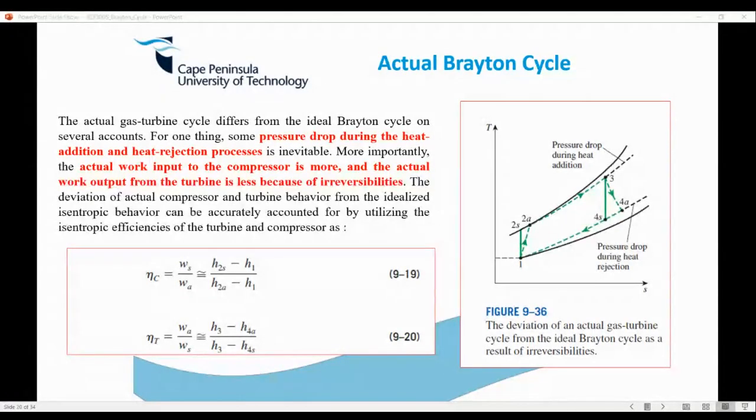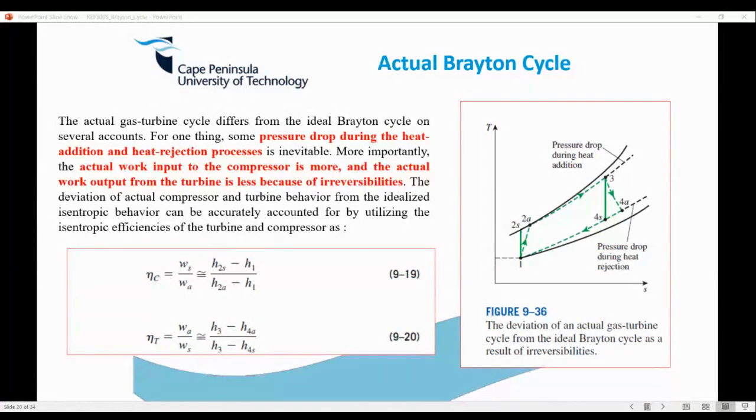Where we're heading now, we're getting closer to where we need to be by somewhat improving our models. Let me read to you and tell you exactly what we're doing. They're saying the actual gas turbine differs from the ideal Brayton cycle on several accounts. For one, pressure drop occurs during the heat addition and the heat rejection processes. So there are changes in pressure. And if you look at figure 9.36, you can see the line is essentially representing that.